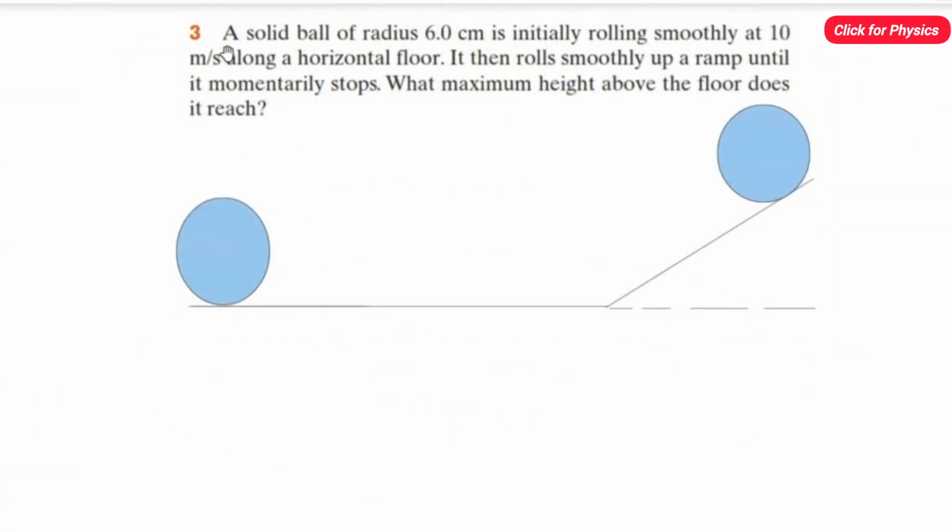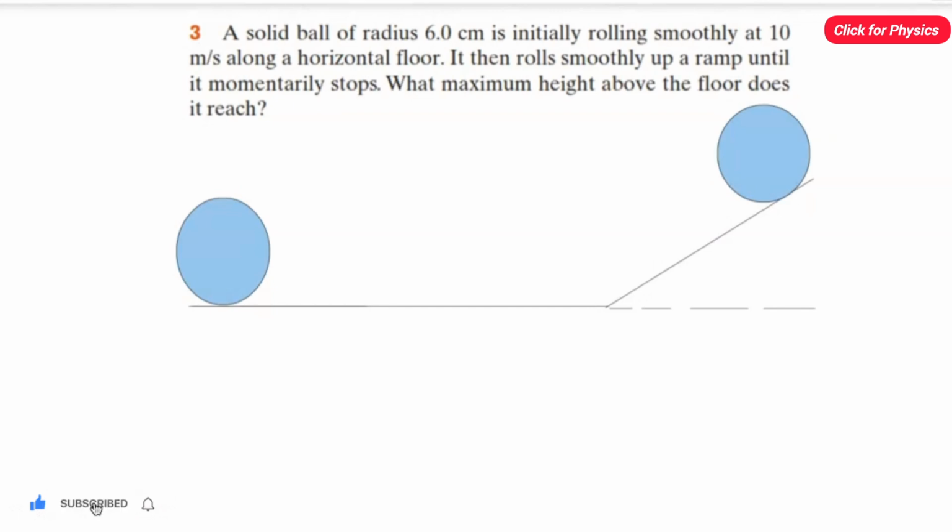Problem number 3. A solid ball of radius 6 centimeter is initially rolling smoothly at 10 meter per second along a horizontal floor. It then rolls smoothly up a ramp until it momentarily stops. What maximum height above the floor does it reach?